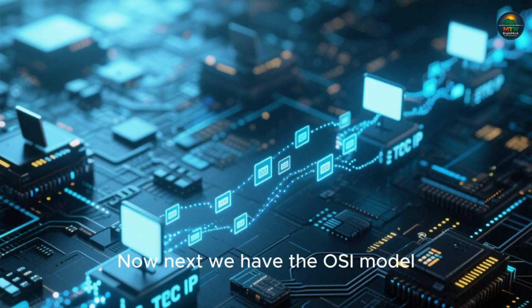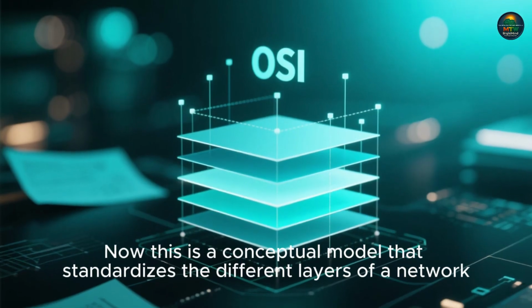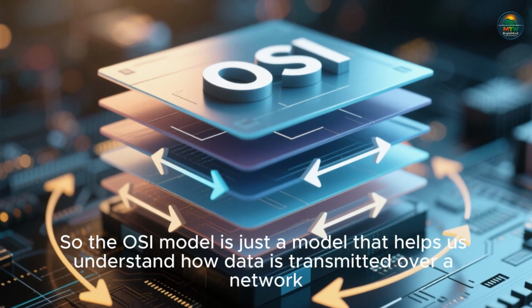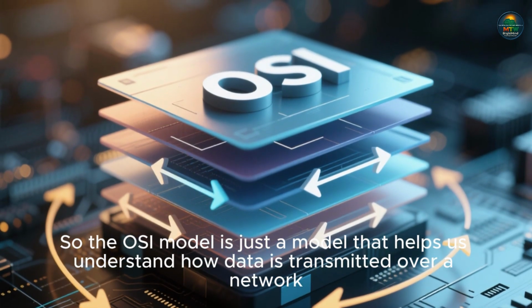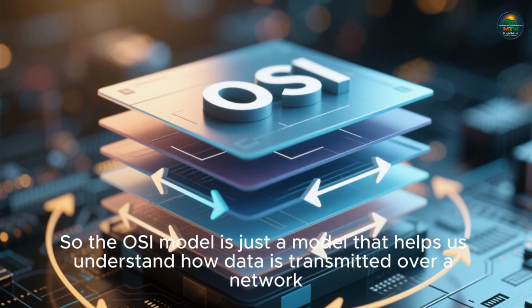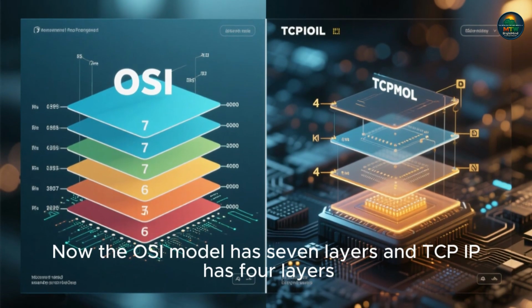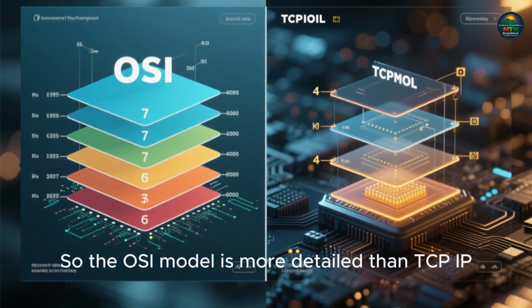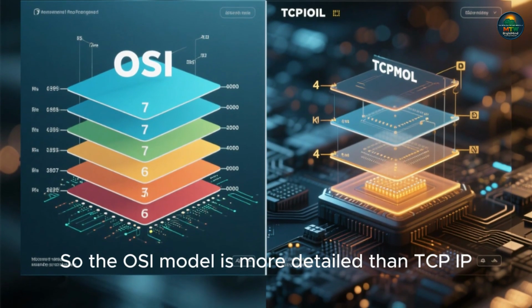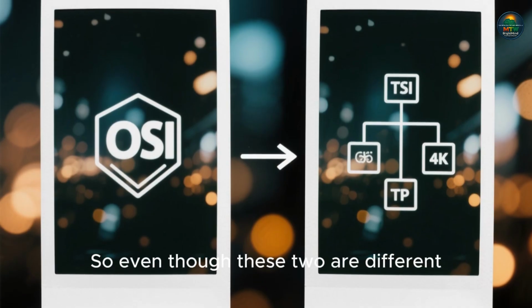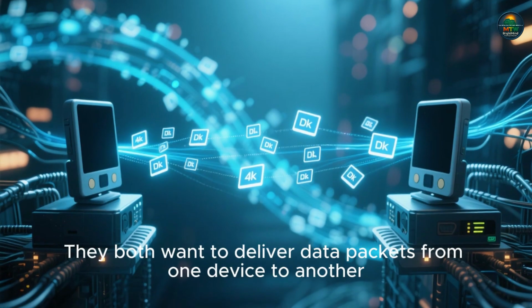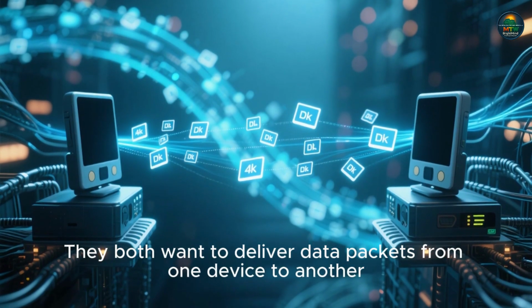Now next we have the OSI model. Now this is a conceptual model that standardizes the different layers of a network. So the OSI model is just a model that helps us understand how data is transmitted over a network. Now the OSI model has 7 layers and TCP/IP has 4 layers. So the OSI model is more detailed than TCP/IP. So even though these two are different, they both work toward the same goal. They both want to deliver data packets from one device to another.